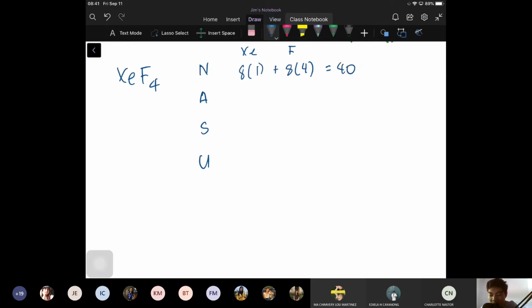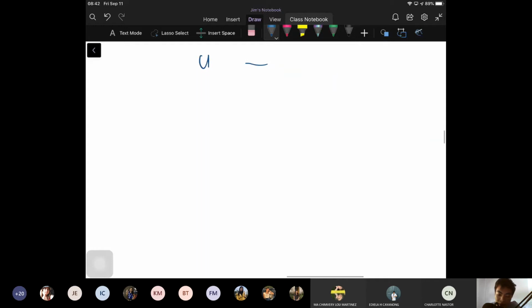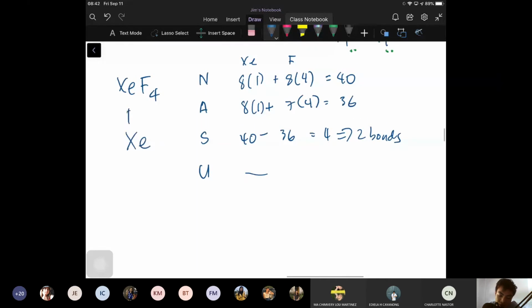Available. So for xenon, that's 8, because it is in group 8. Fluorine is 7 times 4: 7, 14, 21, 28, then 8, 36. 40 minus 36, 4 electrons, or 2 bonds. This is the problem. I won't continue that. Look, if I connect my fluorines, only two can be connected. So two will be left out. So my NASU rule fails.